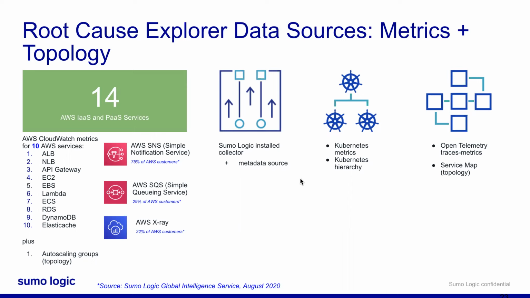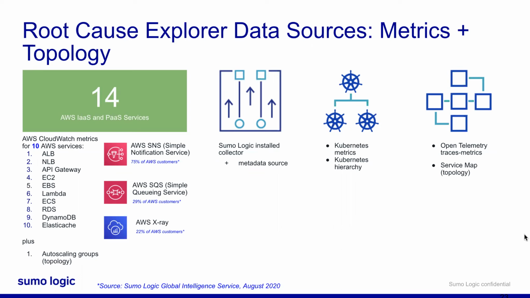For the 10 AWS resource types, we use AWS CloudWatch metrics. From the Sumo installed collector, we gather those metrics for computing resources running on AWS, Azure, or GCP. Kubernetes metrics via the Sumo Kubernetes solution might be data that is used by Root Cause Explorer, as well as trace metrics via the Sumo tracing solution.